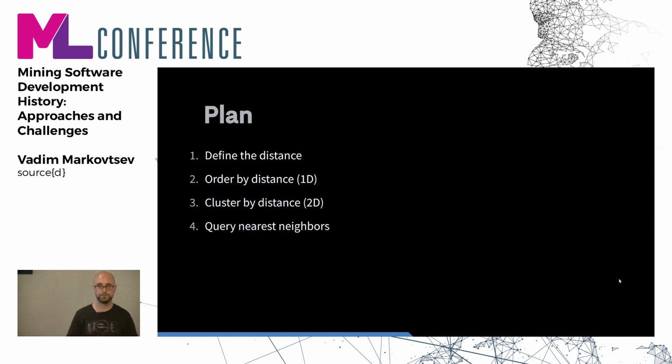First, you need to define the distance between your time series. Then you need to apply some algorithm to order them by the difference in the distance. This is for one dimension, so that you can get a flat list, as I had in my example. But also you can try to cluster them in a higher number of dimensions, in 2 or 3 dimensions, and also query for nearest neighbors. So this is like the enterprise use case I said a few moments ago, when you ask who is a group of people who worked during roughly the same time period as this example person.